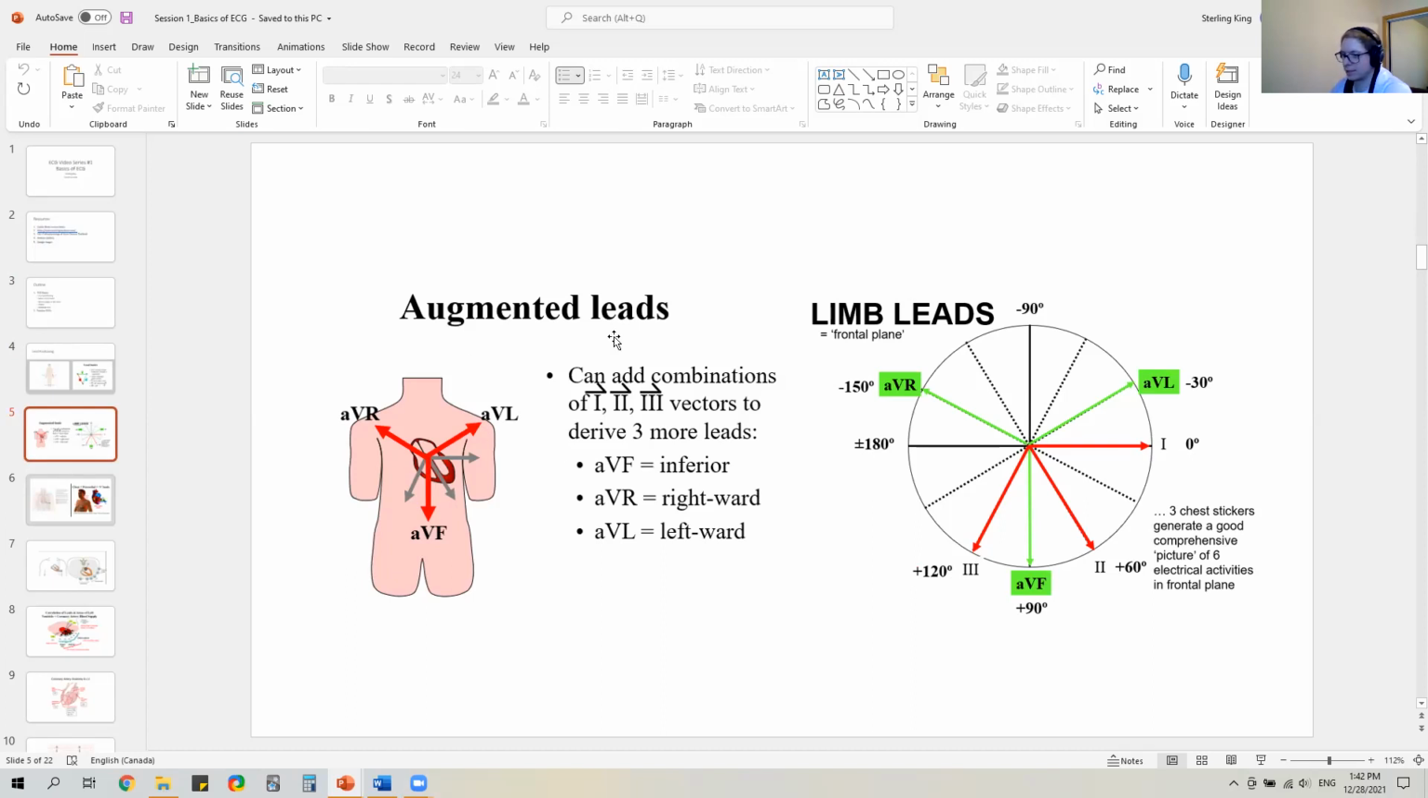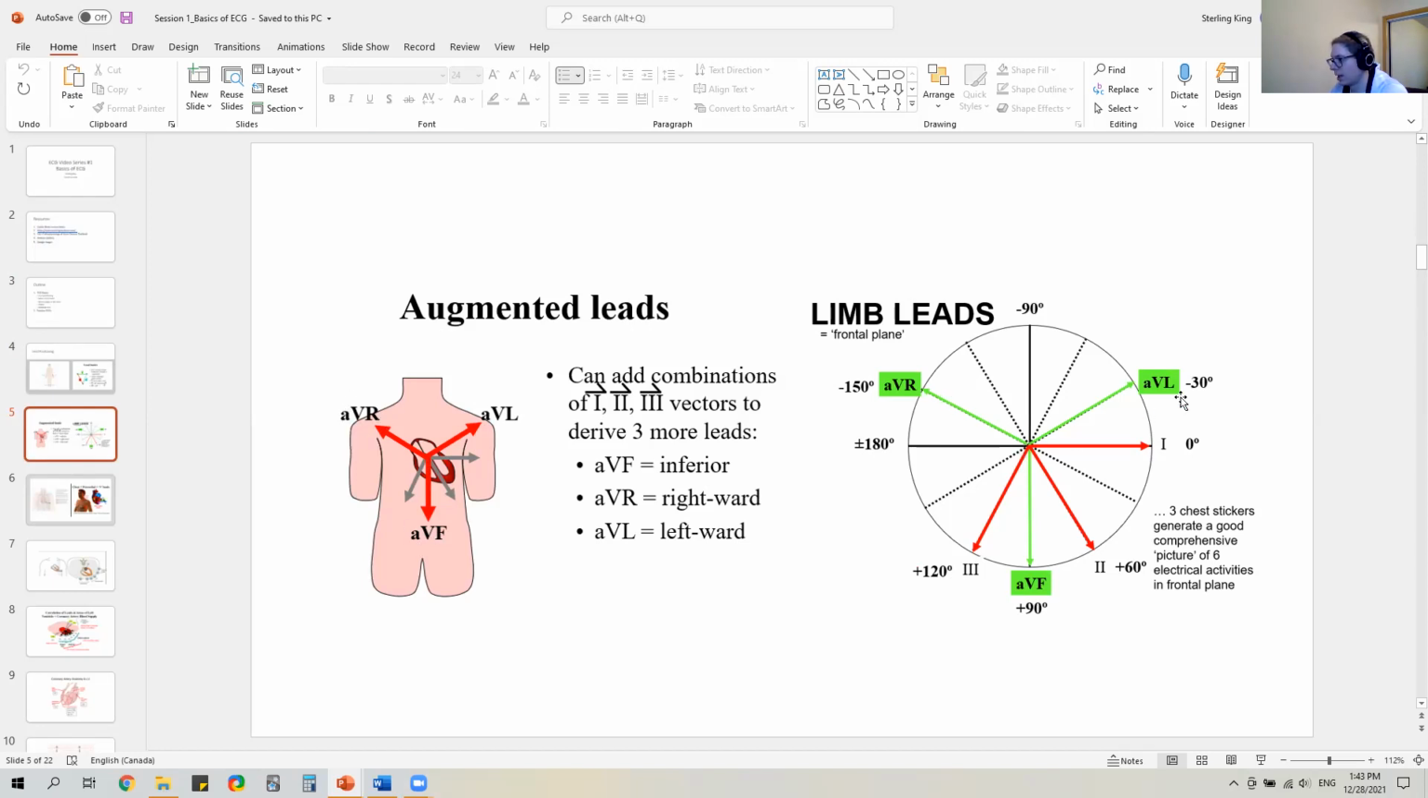You can also augment the leads, so you can use programming and software to combine the leads and figure out additional views of the heart. They're computer generated, so you're not going to see a sticky pad there to help read it. It's the computer solving it. Over here we have AVL, which is to the left, just above lead 1. We have AVF going straight down to the feet, and AVR going up to the right.